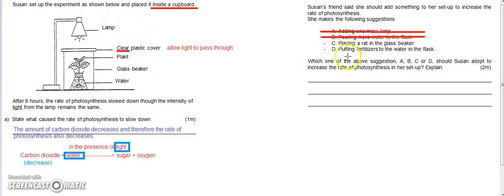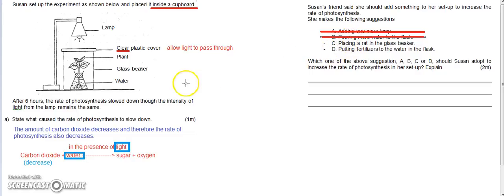D. Putting fertilizer in the water in the flask. Again, if you put fertilizers, alright, the plant can get more building materials for it to grow healthier. But just like previously discussed, without carbon dioxide, the plants can't grow, cannot photosynthesize, and there will be no food, and the rate of evaporation will be decreasing.